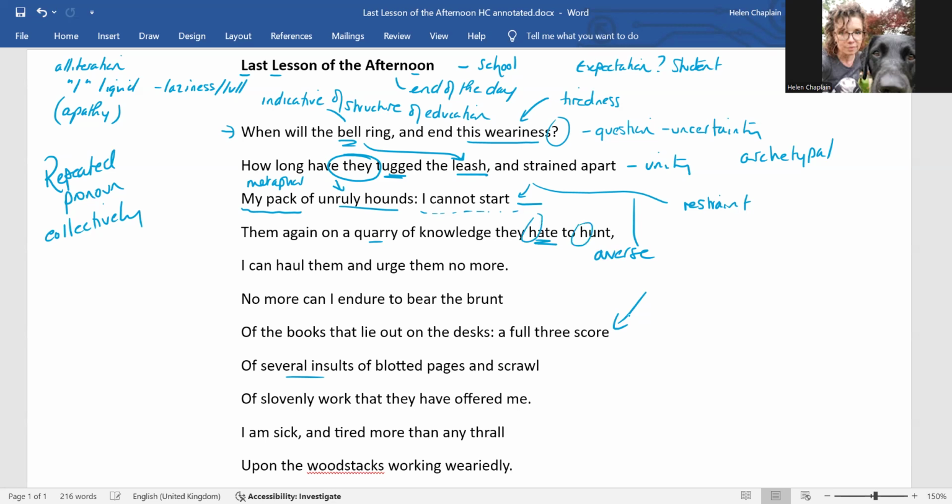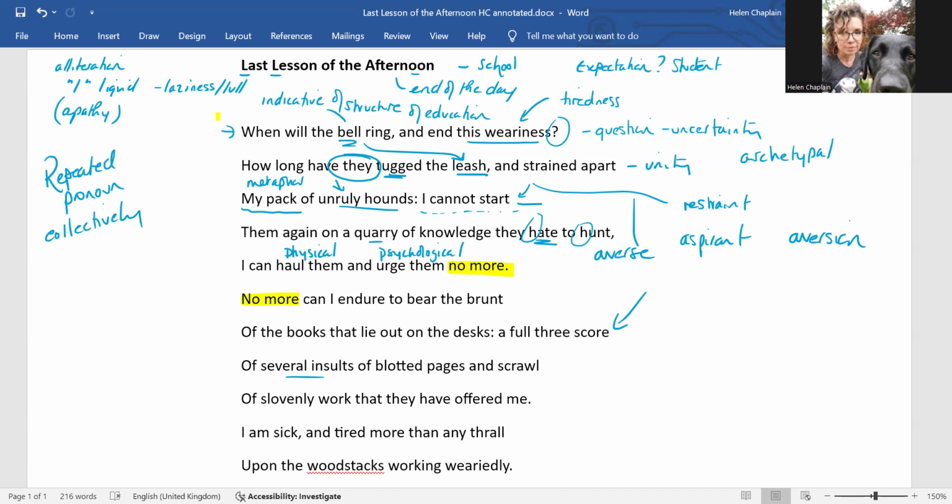I would maybe pick up on the aspirants there, the aspirant alliteration, that kind of aversion, maybe, the idea that they really don't want anything to do with it, coming from that sound. "And I can haul them and urge them no more." So he feels that he is managing them physically and psychologically. He has been trying to control them and he can't do it. And to emphasize that idea that he's at the end of his tether with it, we have "no more, no more."